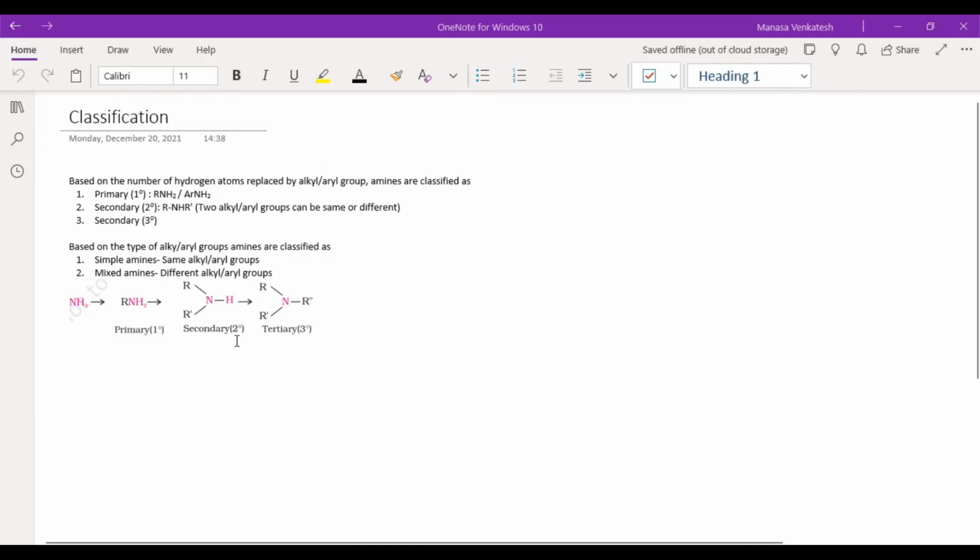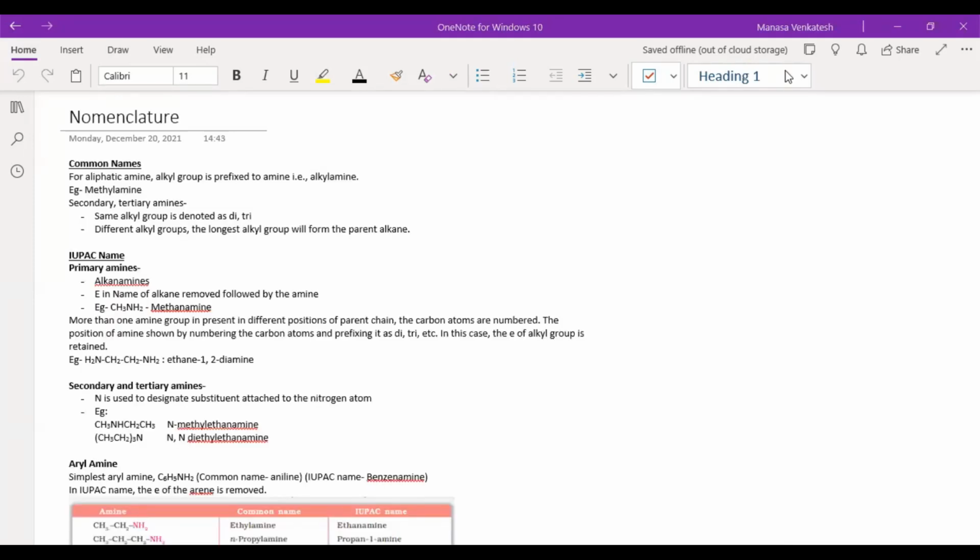So that's about it. The classification is quite simple. We're talking about it in terms of the number of hydrogen atoms replaced by the alkyl groups. If one hydrogen atom is replaced, it's primary. Two, it's going to be secondary. Three is tertiary. Not only that, if the alkyl or aryl groups which are bound to the nitrogen atom are the same, it's going to be called a simple amine. If they're different, they're called mixed amines. With that, we're done with the classification of amines.